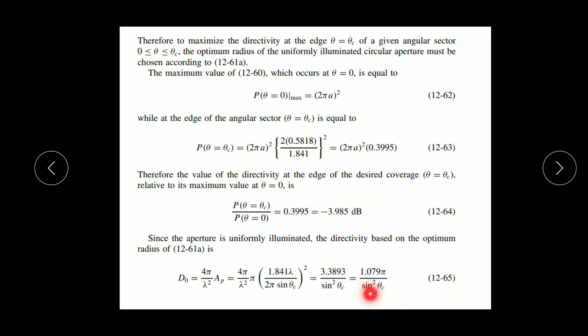So this is 1.097 pi divided by sin square theta c. Okay. Using this value of A, we can calculate and design circular apertures.